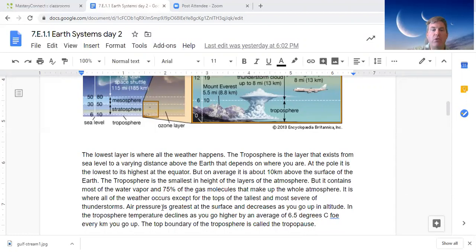So it is where all the weather occurs except for the tops of the tallest and most severe thunderstorms. You can see a picture of a thunderstorm right there. Thunderstorm builds up, and sometimes the tops of those thunderstorms kick up into the next level.